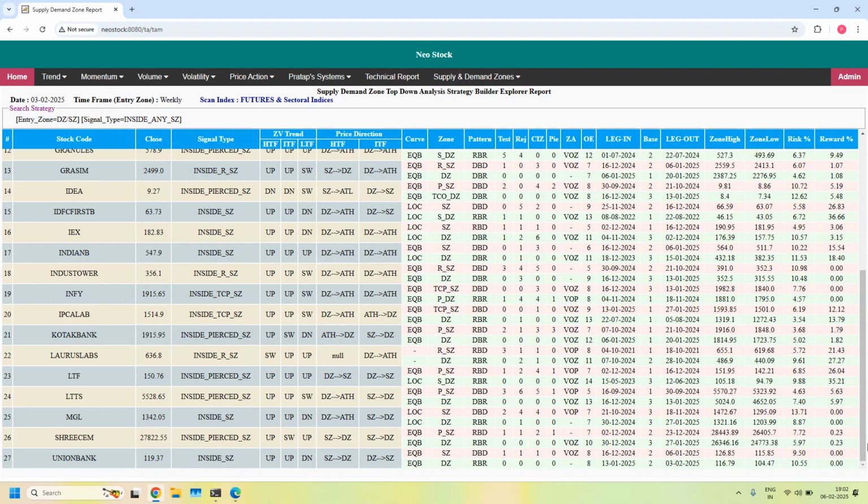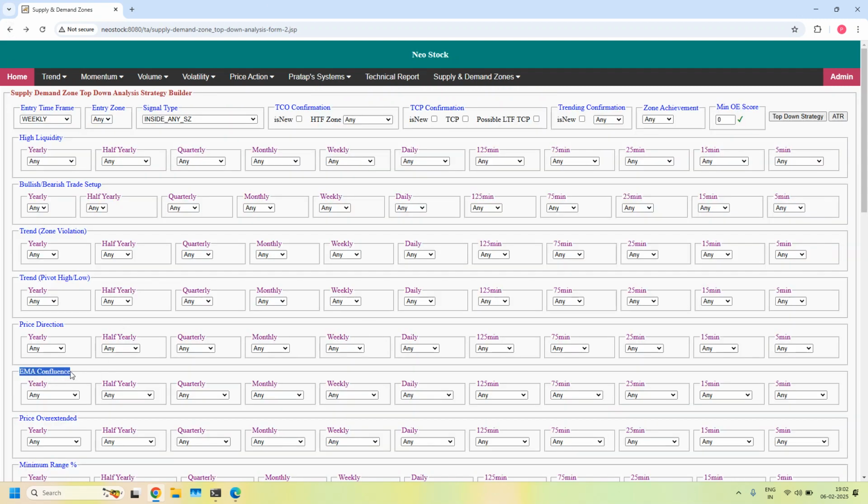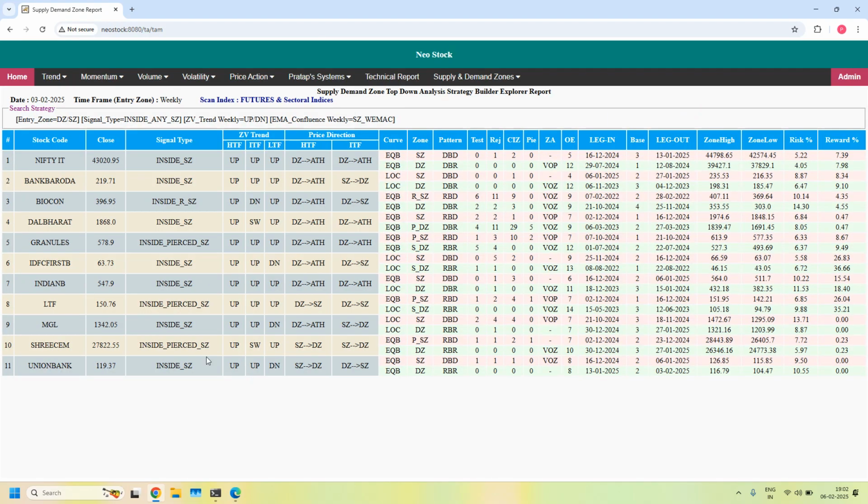Out of these 27 weekly supply zones, how many weekly supply zones are having weekly EMA Confluence? Let us verify. In the EMA Confluence, weekly time frame, weekly supply zone having weekly EMA Confluence, and the trend on the weekly should not be sideways. It can be up or down. So with these filters, we got 11 stocks. So these 11 weekly supply zones are having weekly EMA Confluence. Okay, this is about a weekly time frame.